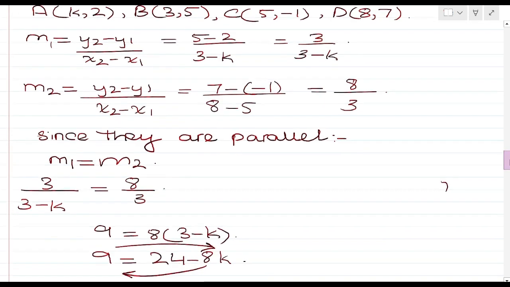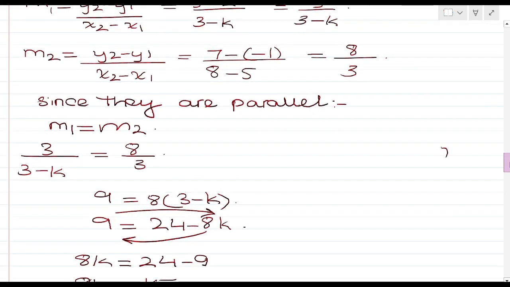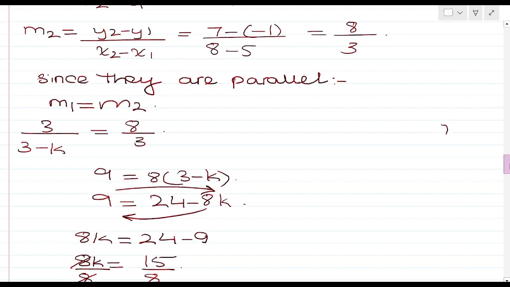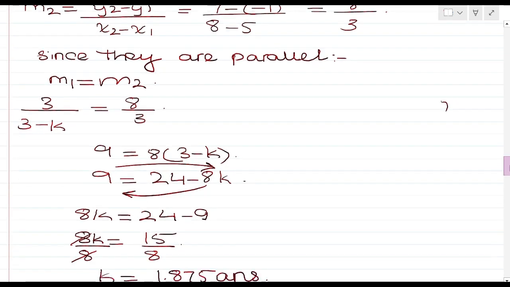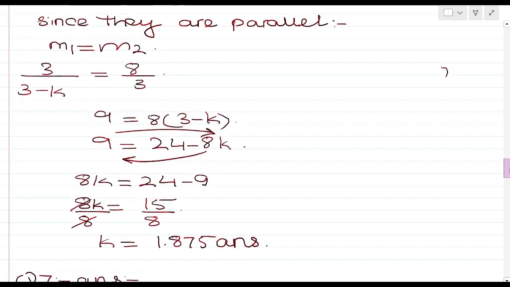We can write 3 into 3, which is 9, and 8 will be multiplied with 3 minus k. So we get 9 that is equal to 24 minus 8k. So the minus 8k will go to the left while 9 will go to the right. So 24 subtracted from 9, that is 15. Divide that by 8 on both sides. So we get the value of k as 1.875. So that is how you find the value of k.